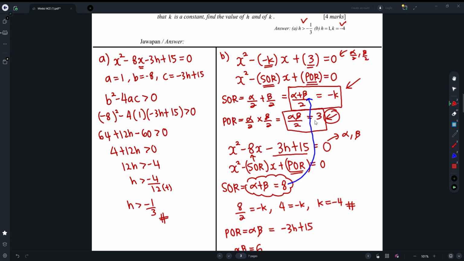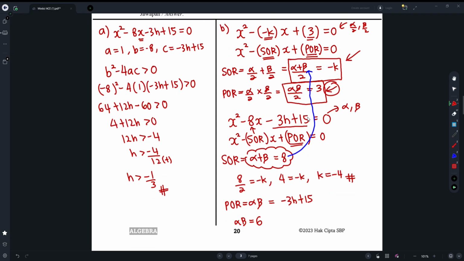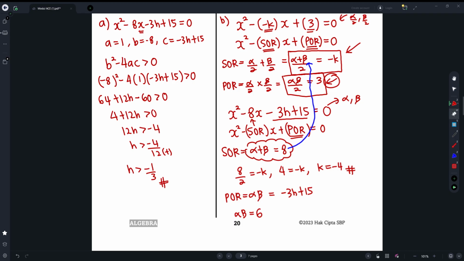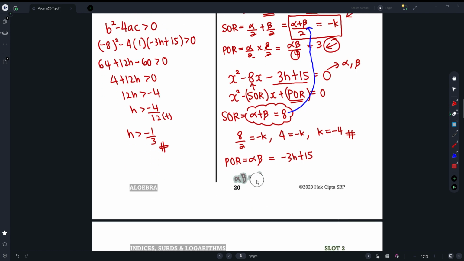Sorry, not alpha beta over 2. There is a small error here. I'm very sorry about it. It's actually alpha beta over 4, because 2 times 2 is 4. So you cannot put as over 2. I'm really sorry for that mistake. Finally, I found it. So it's going to be alpha beta is equivalent to, when you bring the 4 up here, 4 times 3 is 12. So alpha beta is equivalent to 12.